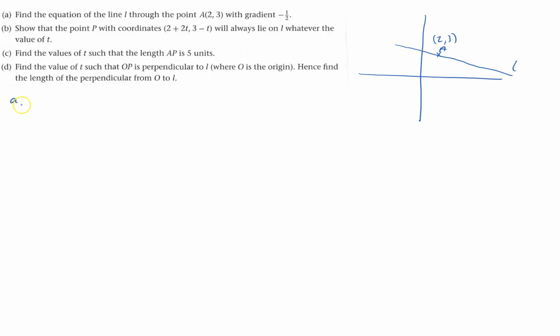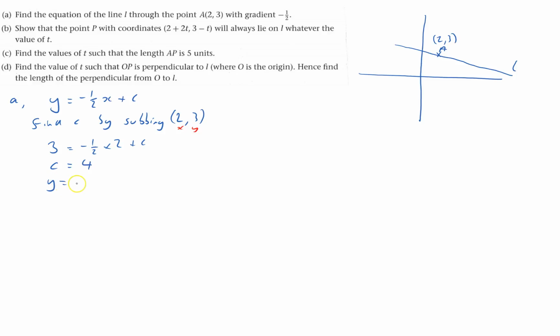And so we've got that gradient, that's minus a half, so y equals minus a half x plus c. And we've got to find c by subbing any point on the line, and we know the point 2, 3. As always, x is the first one, y is the second one, so that means 3 equals minus a half times 2 plus c, that's minus 1, so c will equal 4, and so y equals minus a half x plus 4.